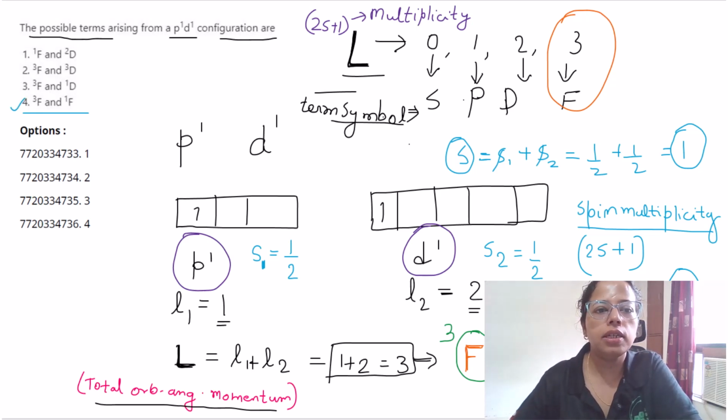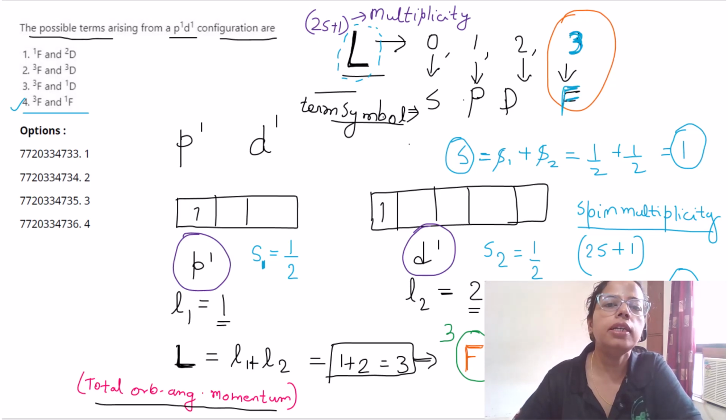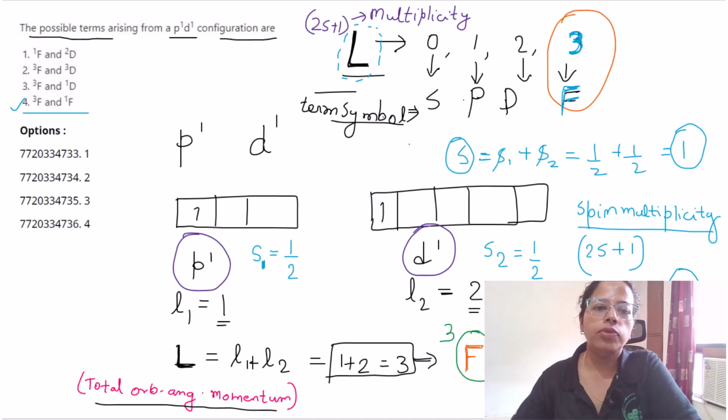The rest, 3D and 1D, cannot exist. Why? Because if the base term is D, then the L value has to change. It cannot be 3. For the P1D1 configuration, the L value is 3 and the corresponding base term is F. It cannot be D for the P1D1 configuration. So the fourth option is our correct option.